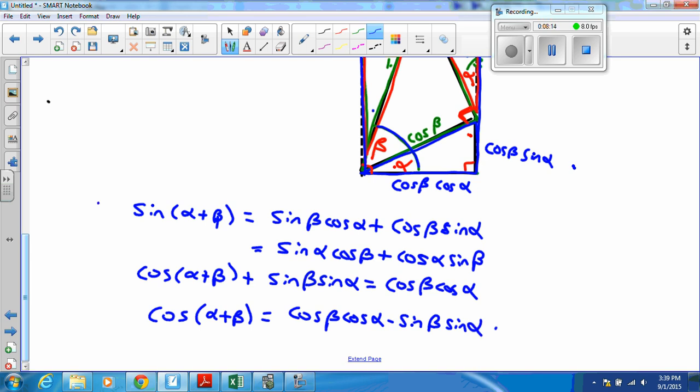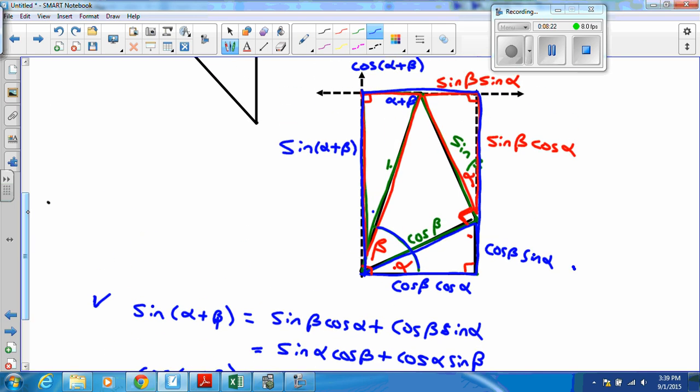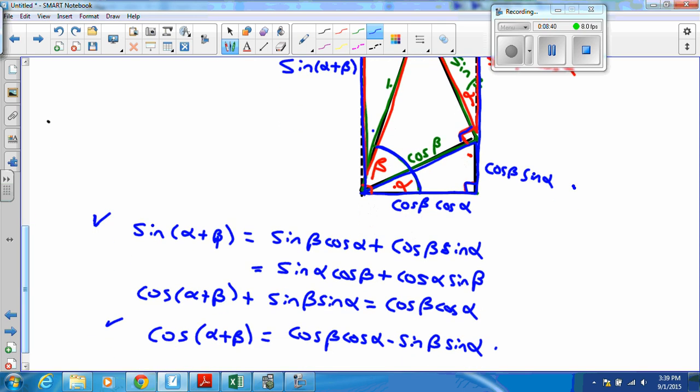Ta-da! Isn't that nice? I used to prove these identities using law of cosines and distance formula, and this is so much of a nicer way to do it. And it's nice because it's fairly easy to remember. What we're doing is taking the two right triangles and arranging them so that we get the angle alpha plus beta by stacking the right angles on top of one another, and then just filling in the rest of the diagram.